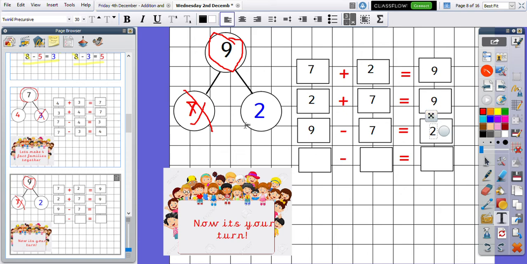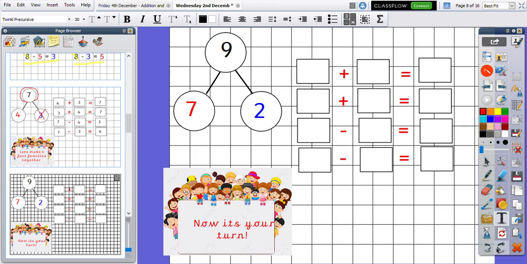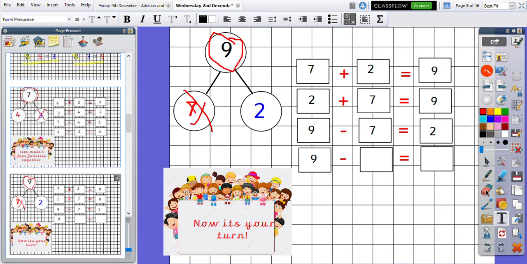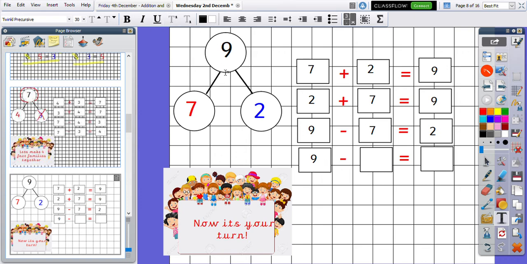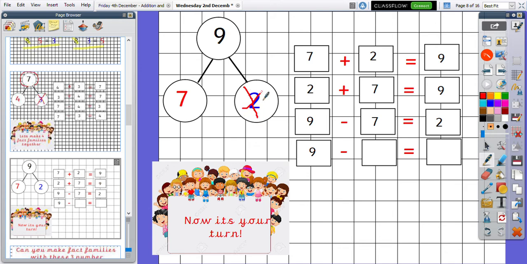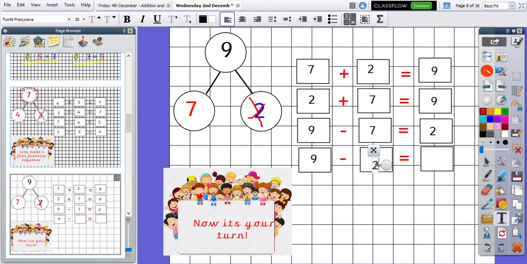Brilliant. Now, again, with my last question, it is a subtraction question. So I'm going to start with my biggest number, my whole number, which is 9. Oh, I'm so sorry about that, year 1. Let's have a look what I did. So we start with 9, and we've already taken away 7, so I'm going to take away the 2. I'm going to put that in my box, taking away 2. And then the number I have left is 7. There we go. And there's my 4 number sentences, fact families, complete.